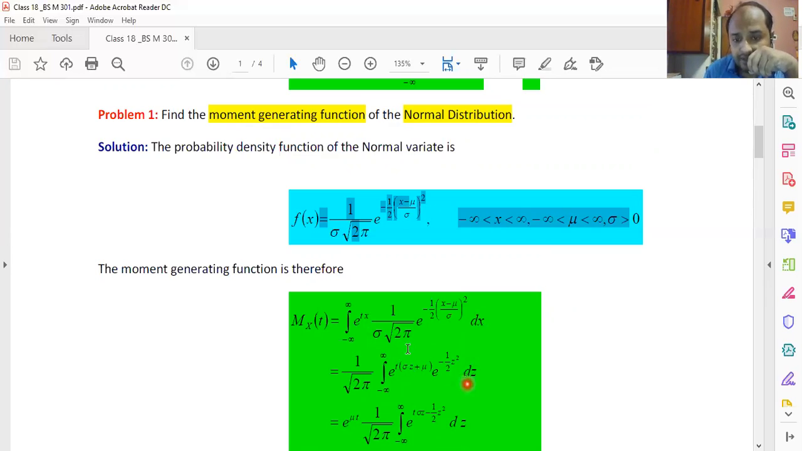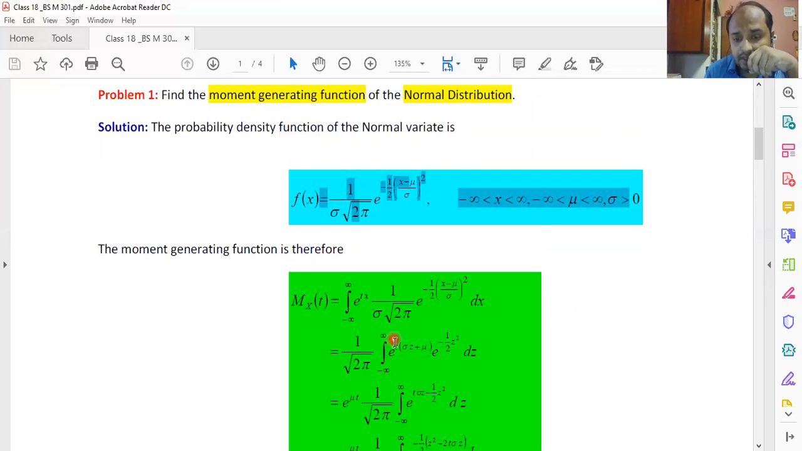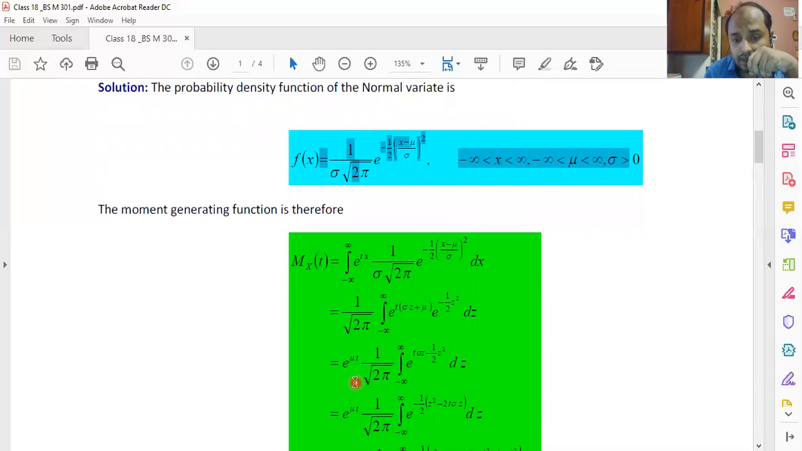Now you see, if I break this into two halves, we get e to the power t sigma z and e to the power mu t. I have to do a little bit of adjustment here. In e to the power t sigma z, z is involved, so we cannot take this quantity outside the integration sign because it is dependent on z. That should be integrated with respect to z. But e to the power mu t is constant, and that can be taken outside the integration sign. And hence we are getting e to the power mu t into 1 by root over 2 pi integration minus infinity to infinity e to the power t sigma z minus half z square dz.